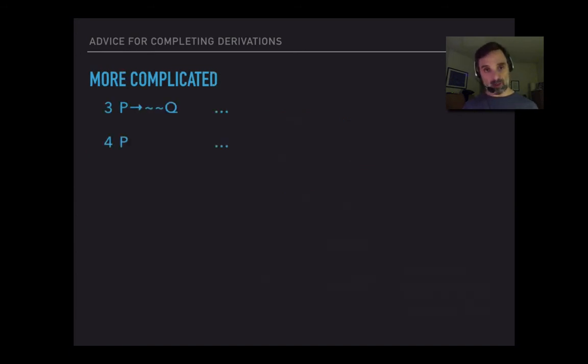Sometimes things are more complicated. So how about this derivation? You have a similar derivation. You think, aha, these are my lines. I can apply modus ponens to lines 3 and 4, and I will get not Q. And there's your new line.